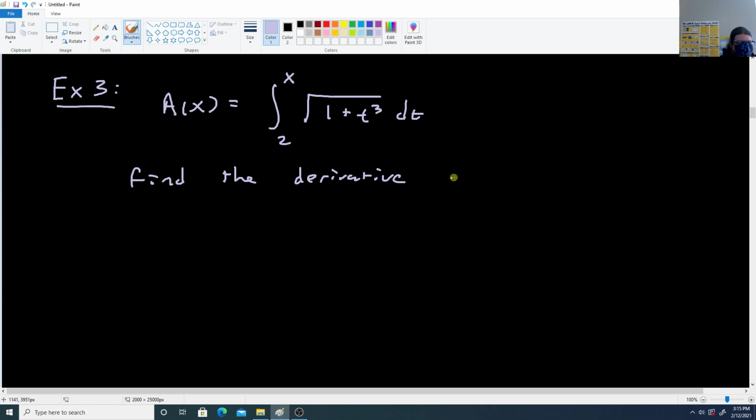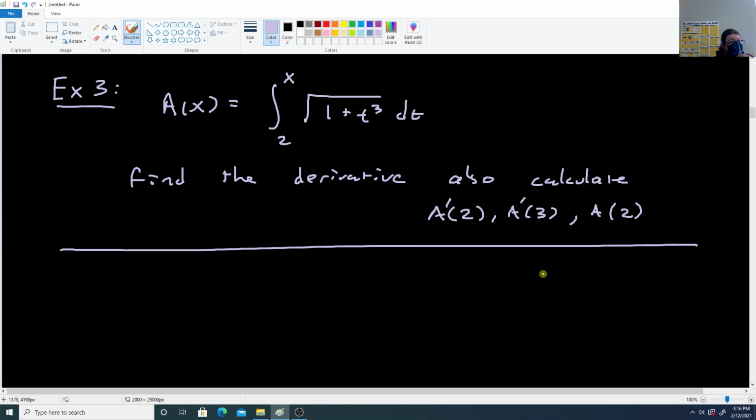And then they want us to also calculate the area prime function, so the derivative of the area function evaluated at 2, the derivative of the area function evaluated at 3, and then the area function itself at 2. So if we want to get A prime of x, it's asking us to take d/dx of the integral from 2 up to x of the square root of 1 plus t cubed dt.